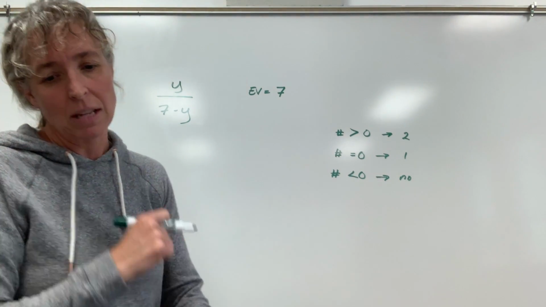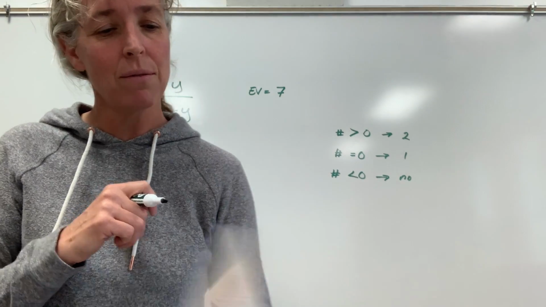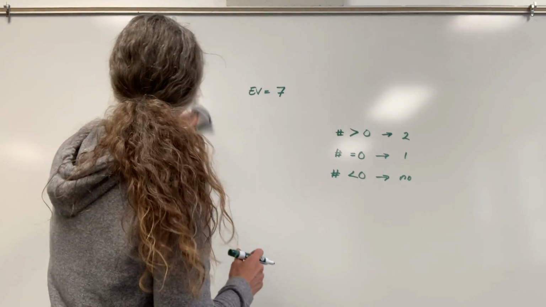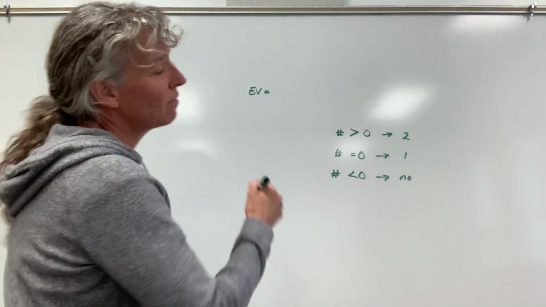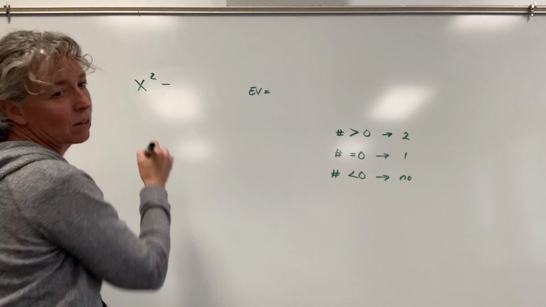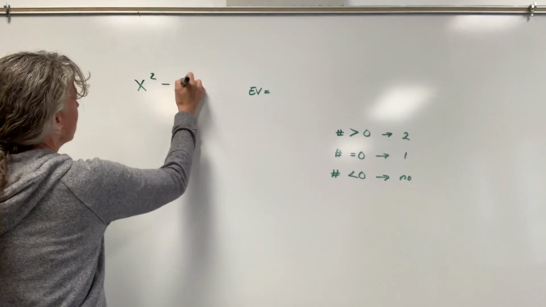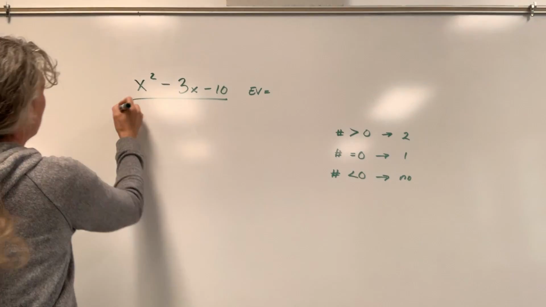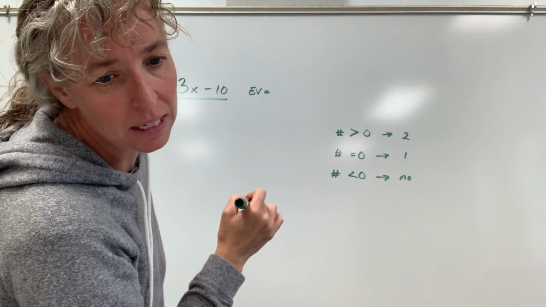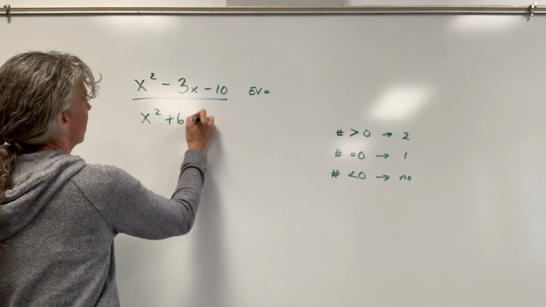Okay? All right, so let's move on to example number 3. We are supposed to simplify and give the excluded value. So we're going to write it up here: 3x minus 10, and that's over x squared plus 6x plus 8.